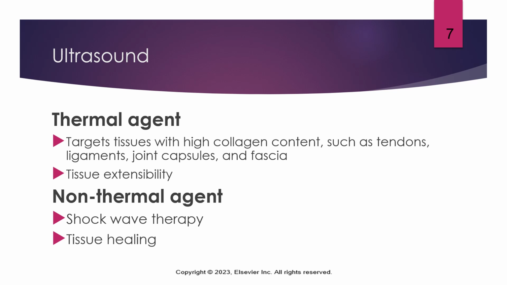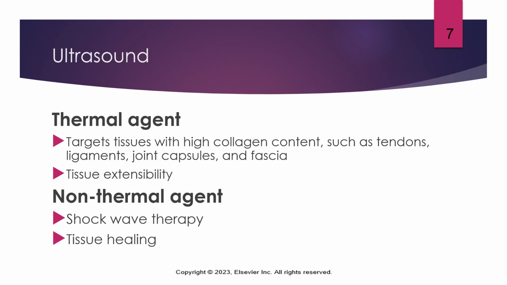So we can target muscle bellies with thermal ultrasound, but it's not going to be as effective as if we target the tendons, let's say, of the rectus femoris, or the ligaments that help support these joint capsules. So keep that in mind for our lab situations. We're really looking at these high collagen content type tissues whenever we're thinking of heating them. This thermal type of ultrasound is going to help create tissue extensibility.